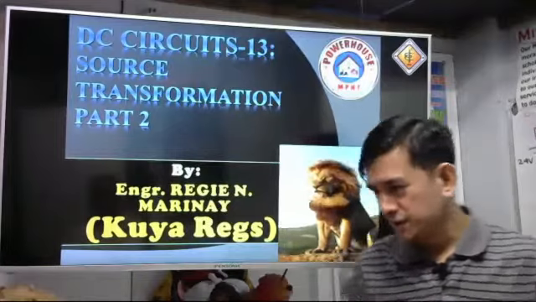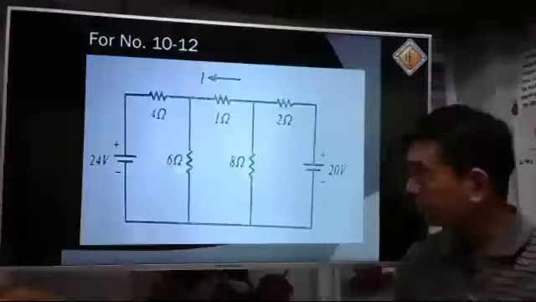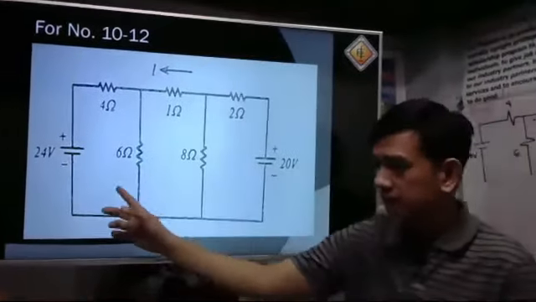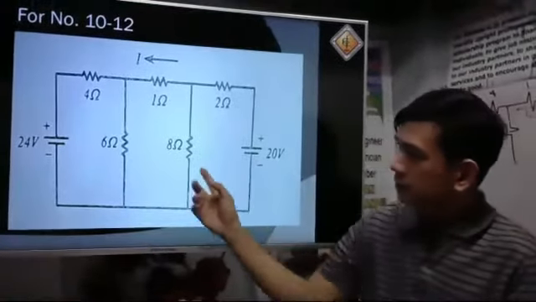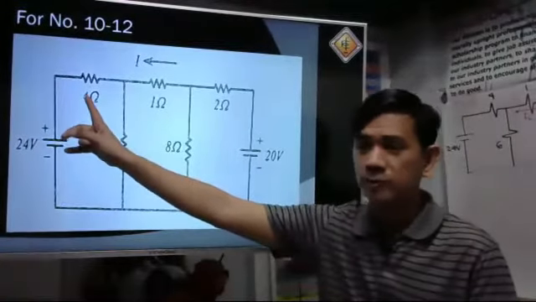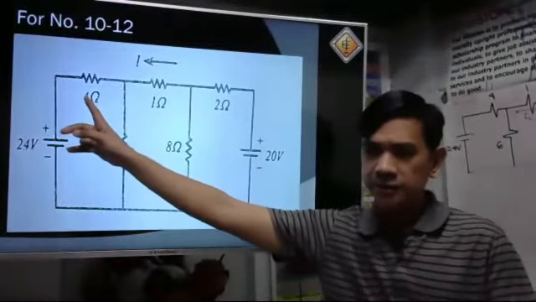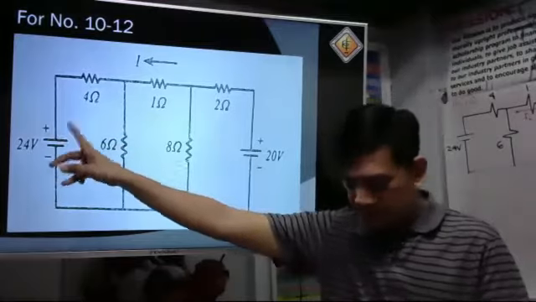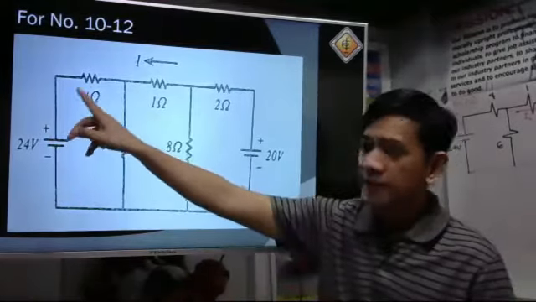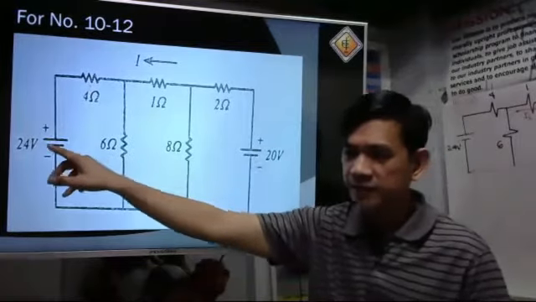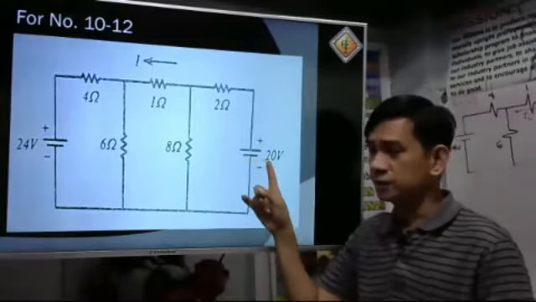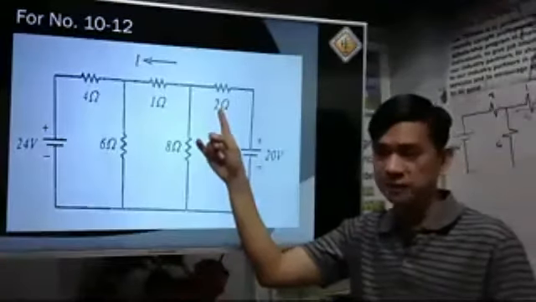Let us continue our discussion regarding the source transformation. Here, we have the 3-loop circuit. We are given 24 volts in series with the 4 ohm resistor, so this is a Thevenin's equivalent circuit. On the left side, we have a Thevenin's equivalent circuit, and on the right side, this is our 20 volt source in series with the 2 ohm resistor.